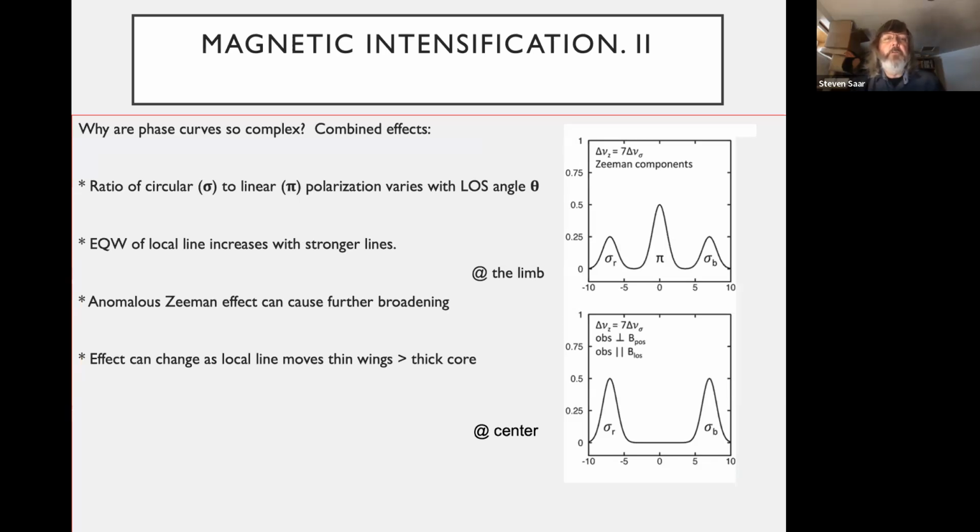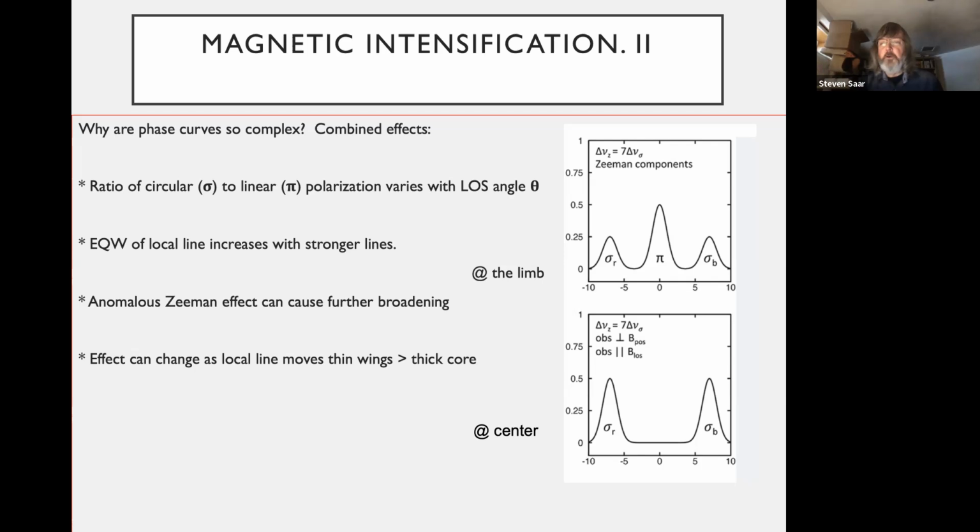So I've alluded to some of this already. Why are those curves so complicated? Part of it is just the fact that you've got changing Zeeman patterns, relative strengths of your Zeeman components as you move across the disk. Off at the right, recall that at the limb you've got the linear polarized component and the two shifted, split sigma components for a simple triplet, whereas at disk center, you lose the linear polarization component in the middle.